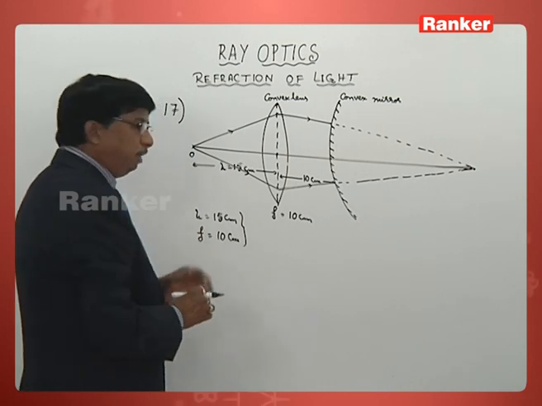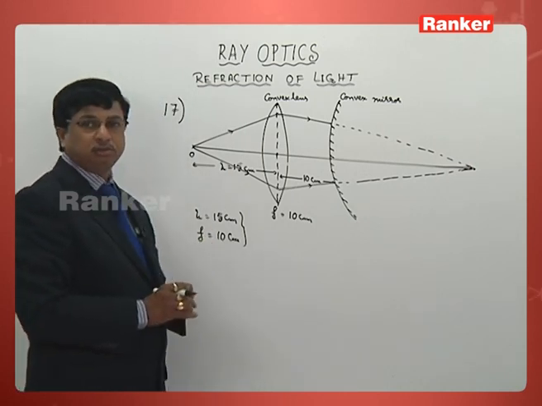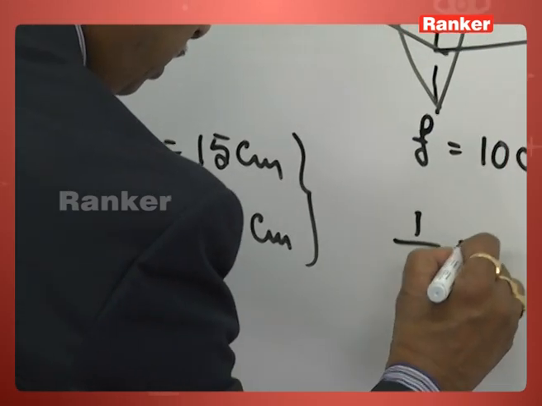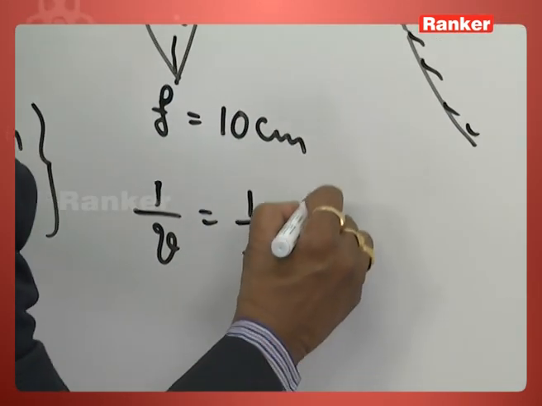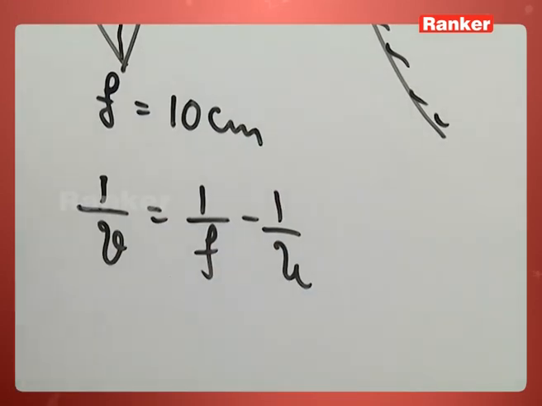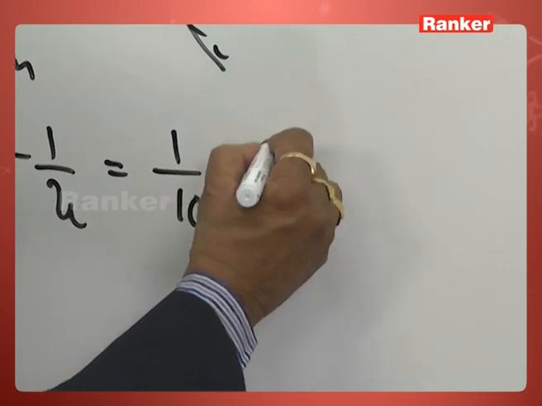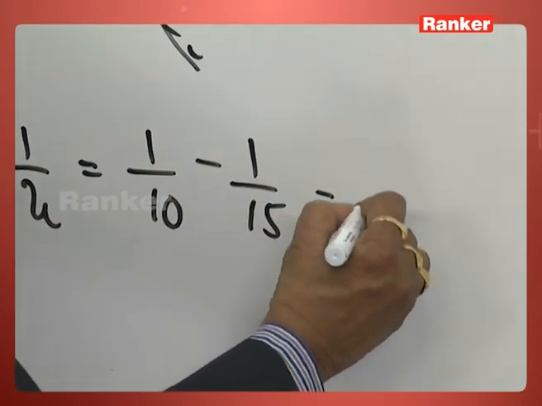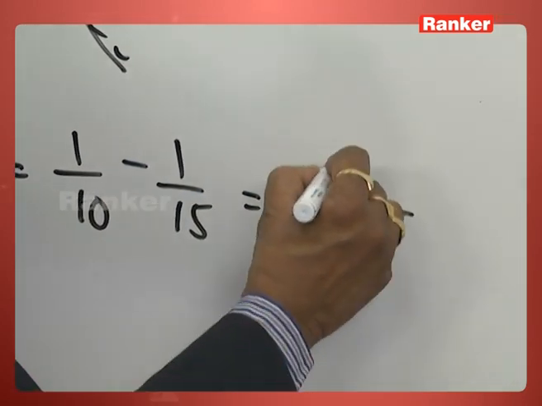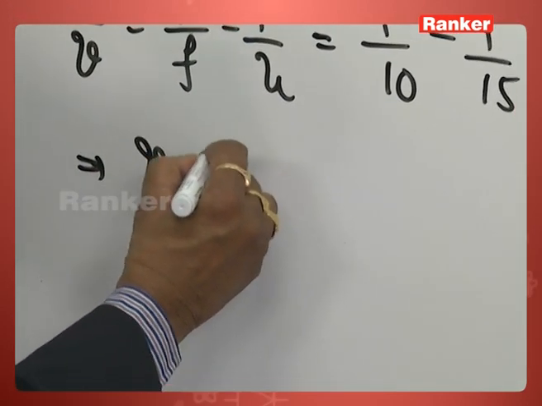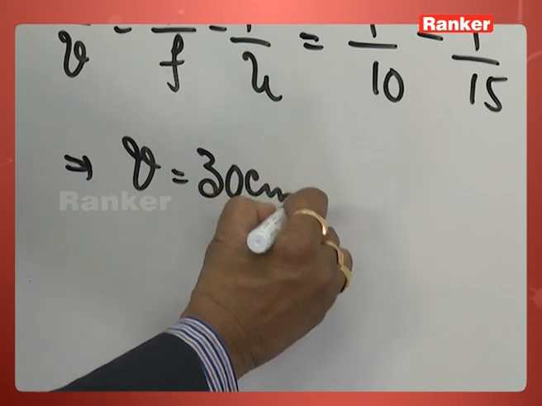What is the image distance? We just have to take, so we can write 1 by v is 1 by f minus 1 by u. If I just take this one like this, 1 over 10 minus 1 over 15. So this now 1 by 30. So v is going to be 30 centimeter now.